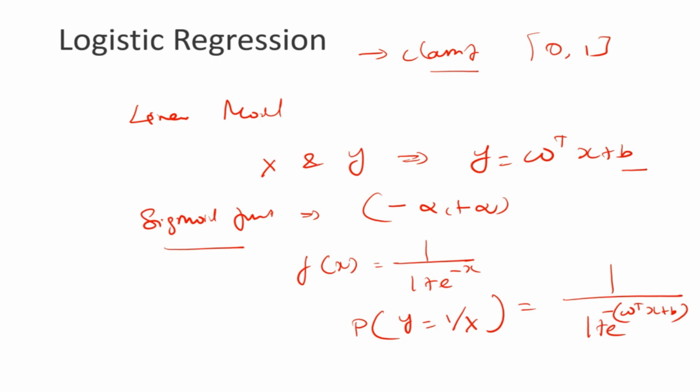And here, yes, this transformation ensures that the output is always a valid probability, making it suitable for classification. If the probability is close to 1, the model is confident that the instance belongs to class 1. If it is close to 0, the model predicts class 0.